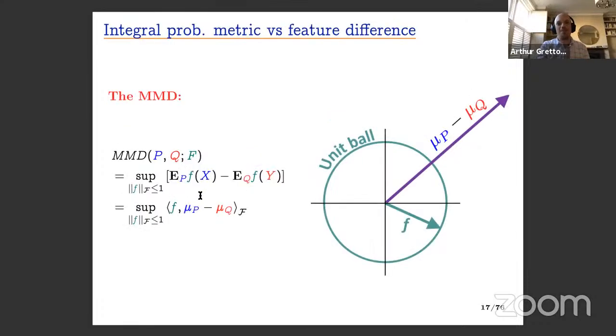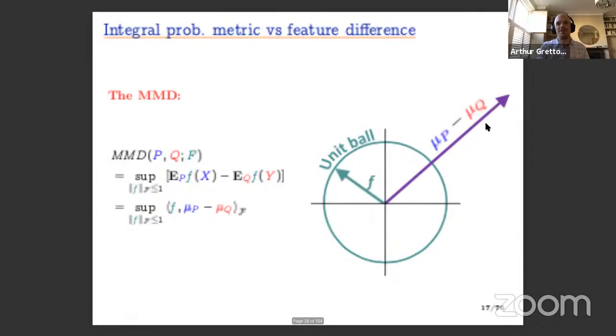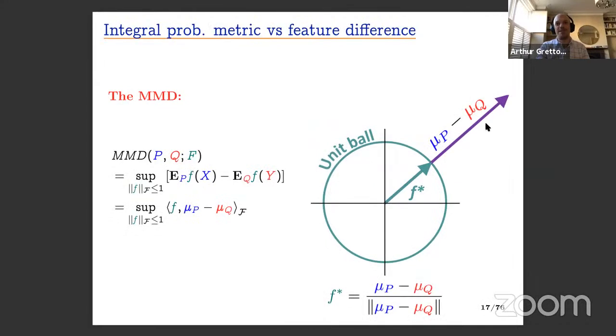I'm going to show this graphically. Here is my unit ball, so f is living in this unit ball. And here is my mu P minus mu Q, the expected features of P and expected features of Q. Everything is in 2 dimensions here, but you have to believe that it's in infinite dimensions. Graphically speaking, what is the function that is going to maximize that dot product? It's not going to be these functions. It's going to be the function that aligns with that vector. In other words, f star, the function that solves this optimization problem, is going to be the unit vector pointing in the direction of mu P minus mu Q.